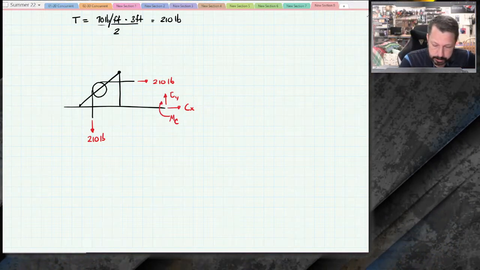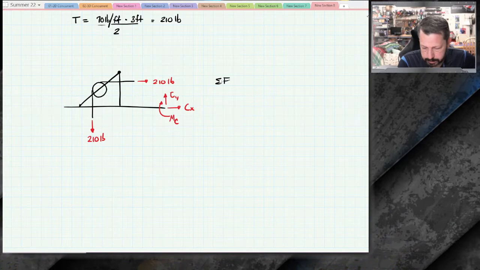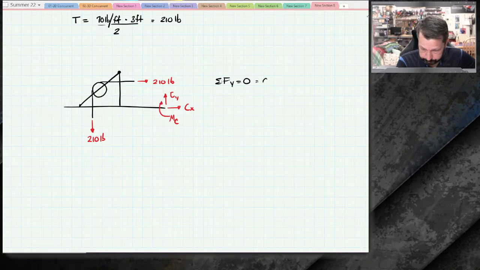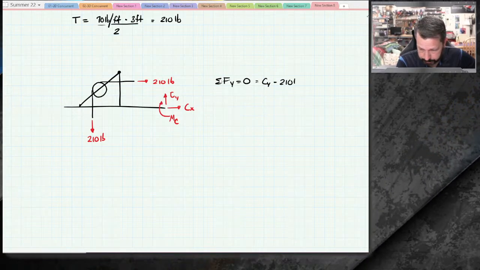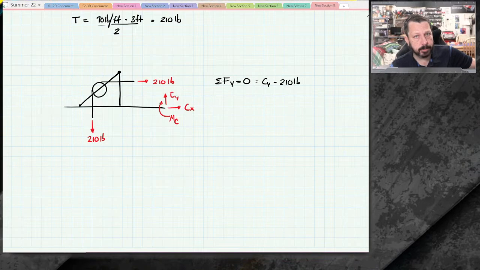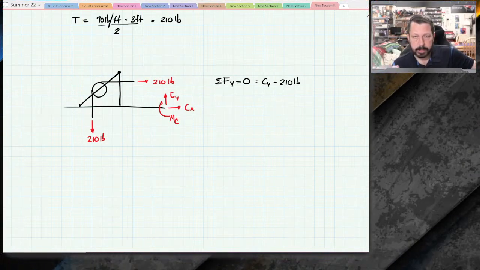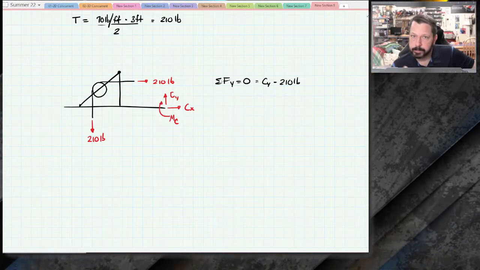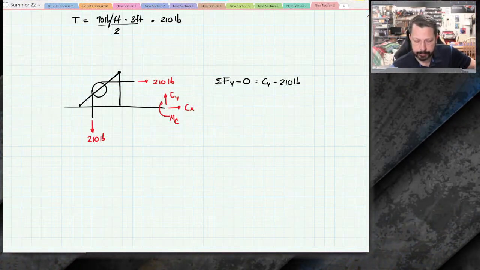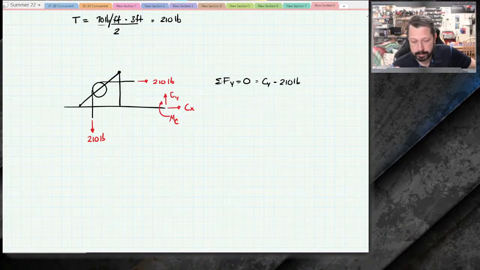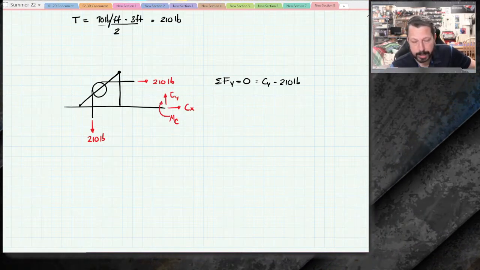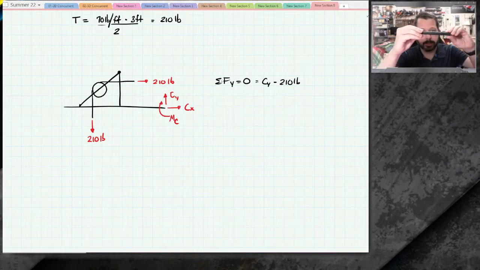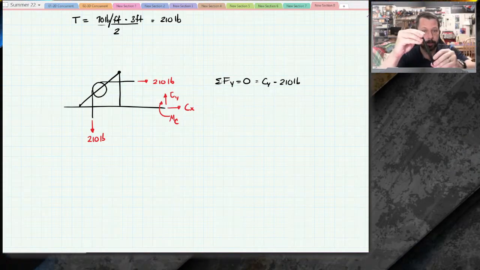Now I can go in and, summation of forces in the y direction equals 0. I've got Cy minus 210 pounds equals 0. The moments, concentrated moments, like MC, they don't have X or Y components. It's more like a point load, but it's a moment. It's not an X or Y direction.